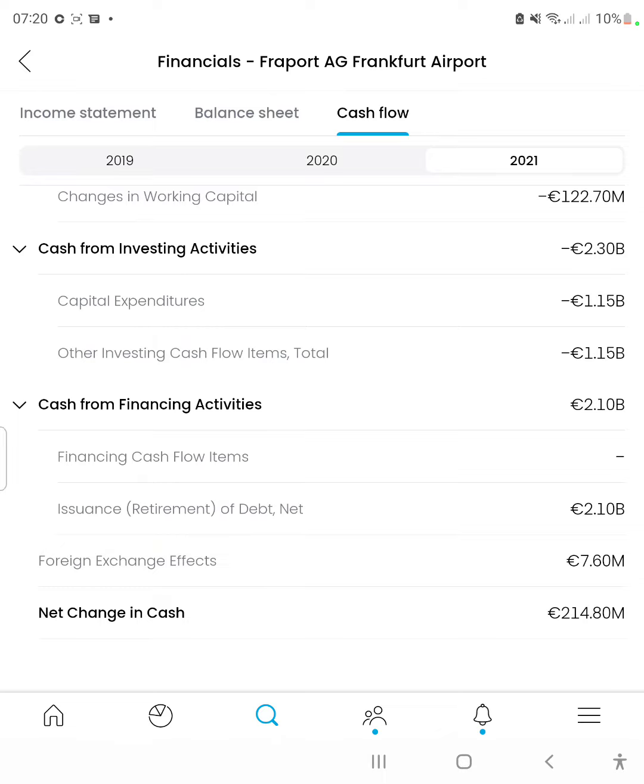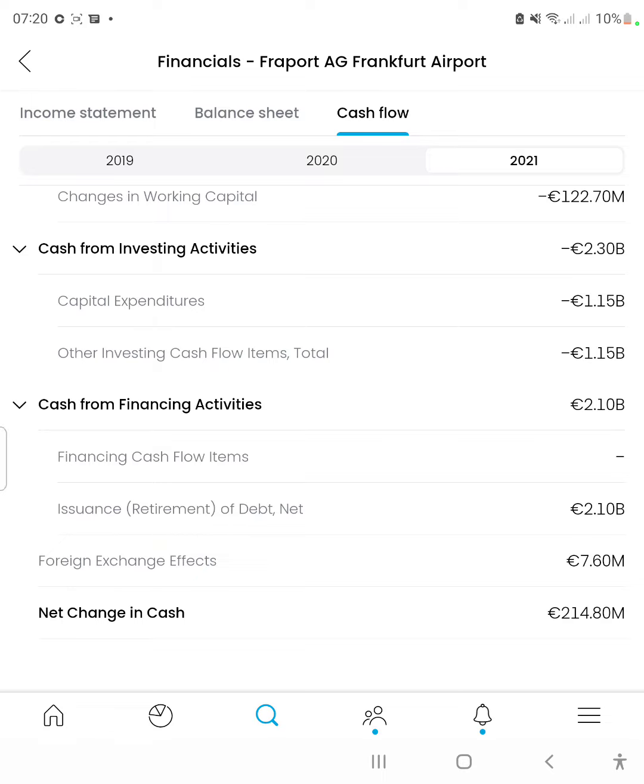It doesn't show how the company generated money from cash flow items, but it does show that the company spent 2.10 billion euros eliminating debt or retiring debt, which is really good. It shows that the company's reducing its debt load, which is good.